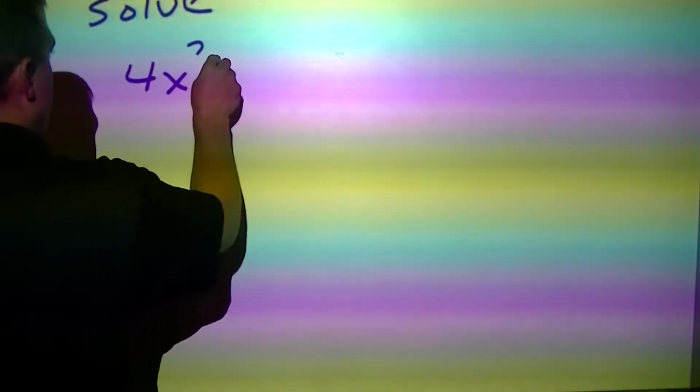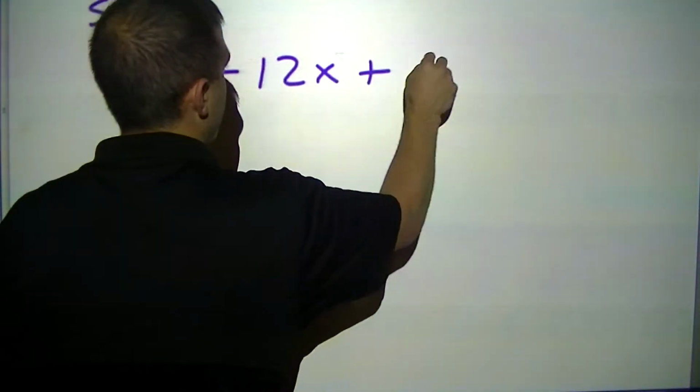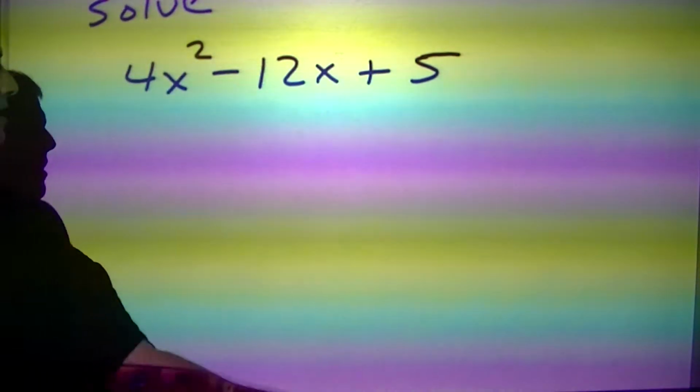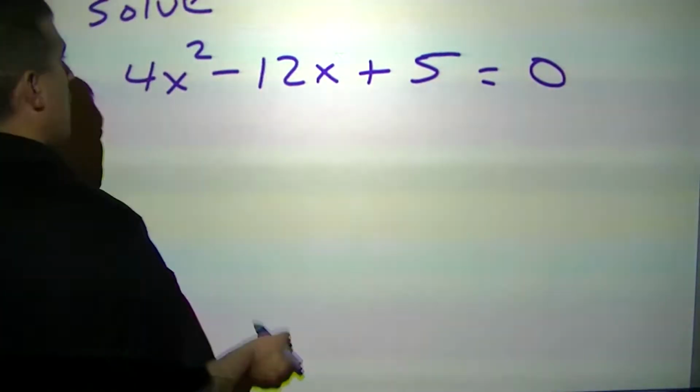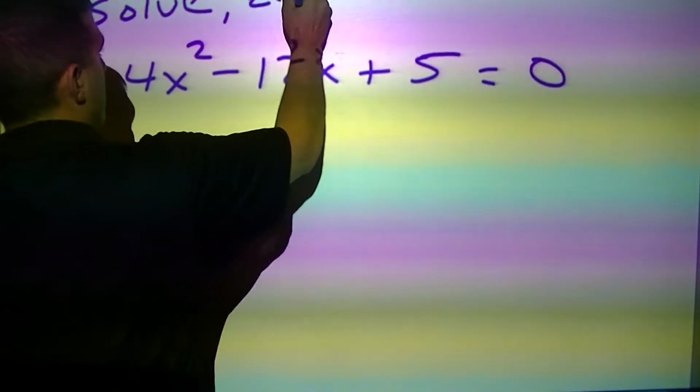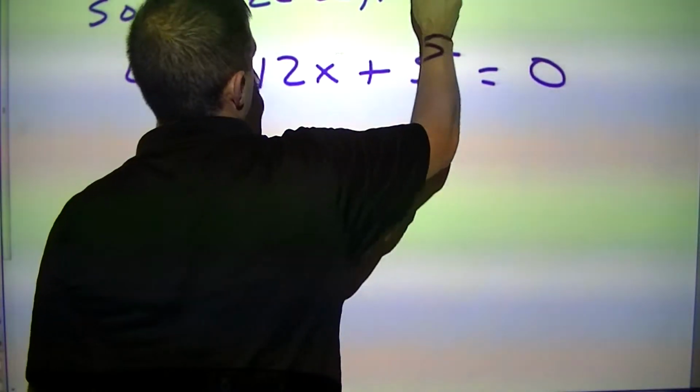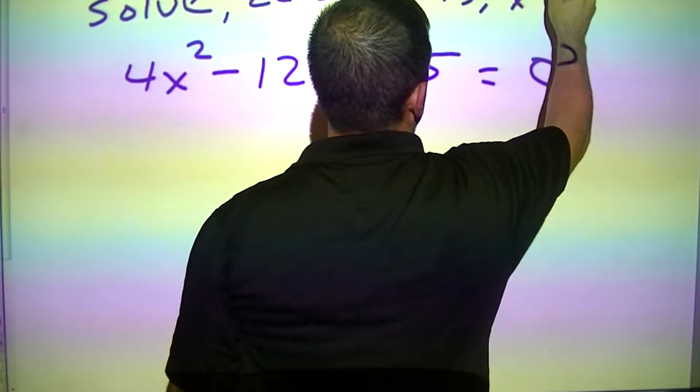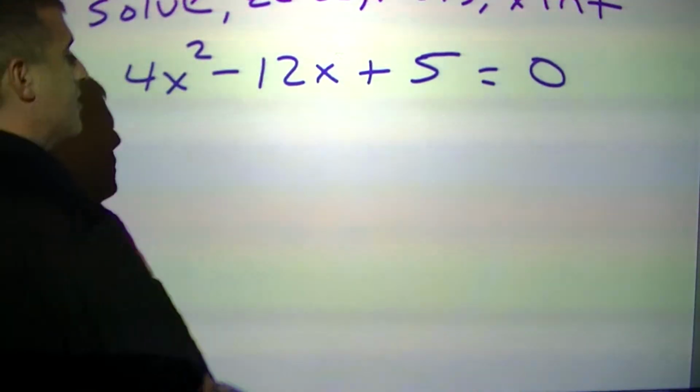Another direction would say something like this, solve. Let's say it's something like this. Let's say it's solve 4x squared minus 12x plus 5 equals 0. Solve, zeros, roots, x-intercepts all mean the same thing. These are all the same thing.